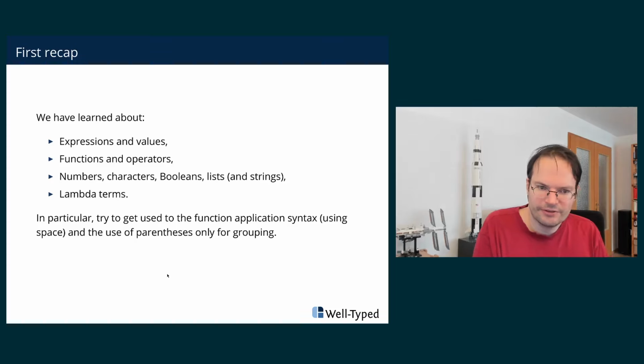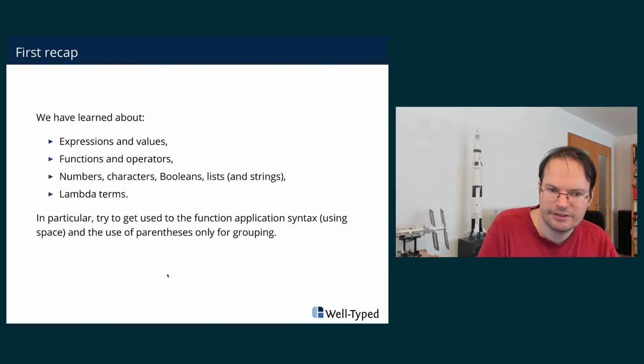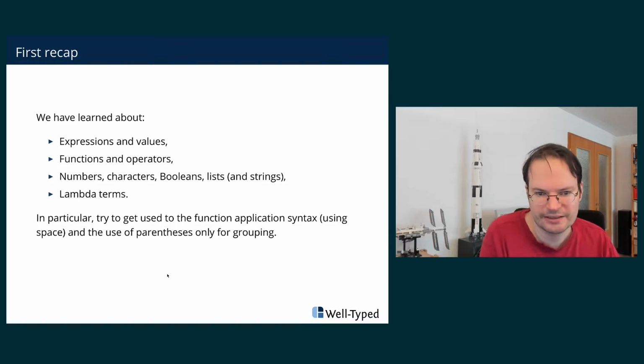We have also seen all kinds of different types of expressions already. We have talked about numbers, characters, booleans, lists, and strings, and also about lambda terms. But we haven't really made that systematic yet. That's the thing that we're going to look at next.